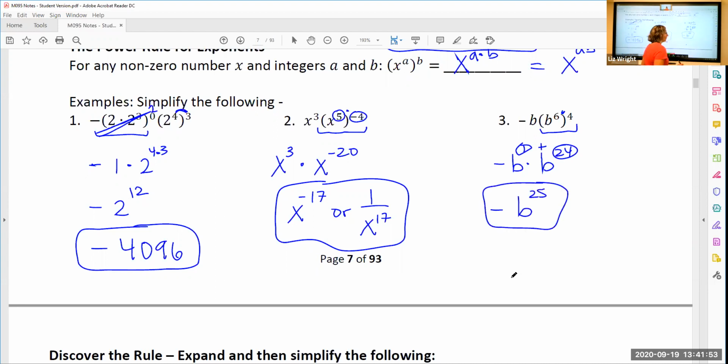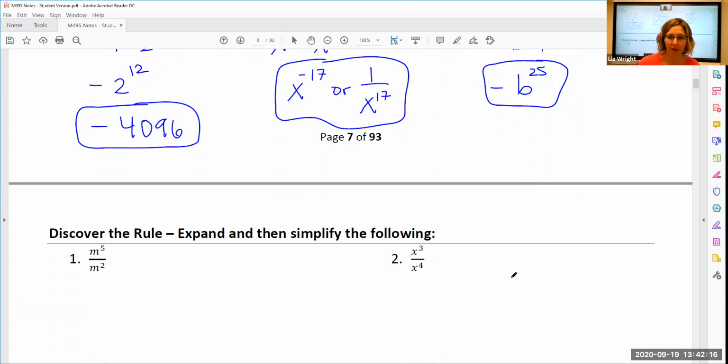And then we still have our base of b, and it's going to be -b to the 25th. So this is one that oftentimes students will say, wait, I thought that was going to be b to the 23rd or -b to the 23rd. It would be b to the 23rd if the negative was on the exponent of 1, right? So if it was b to the -1st times b to the 24th, then it would be b to the 23rd, but that's not the case.